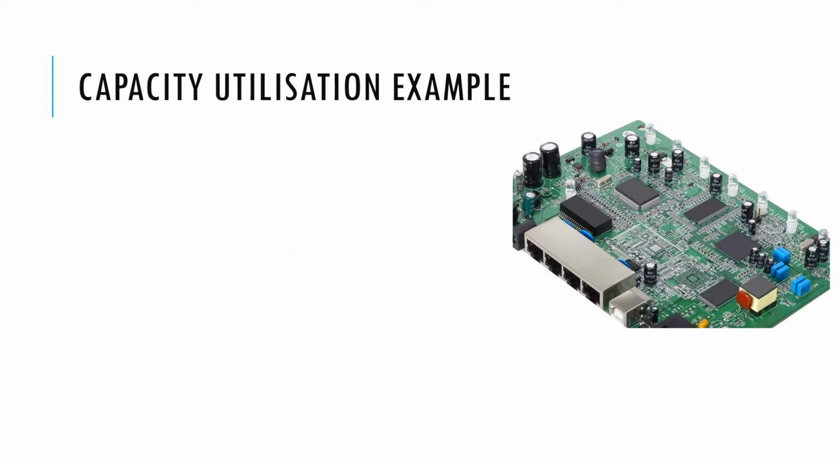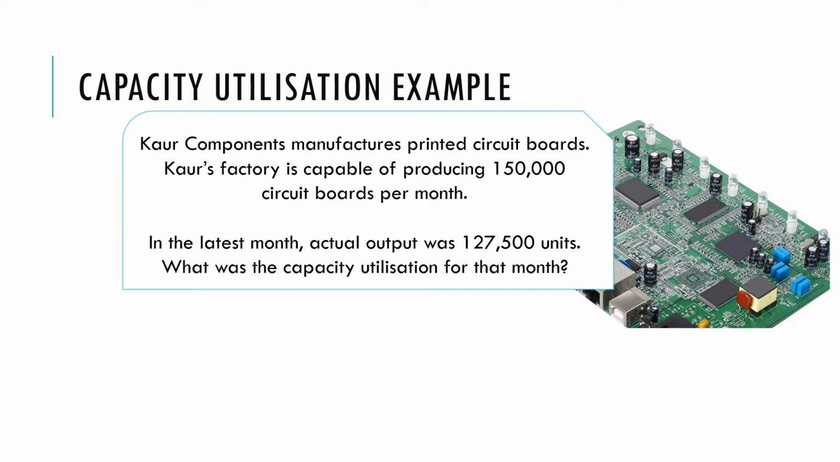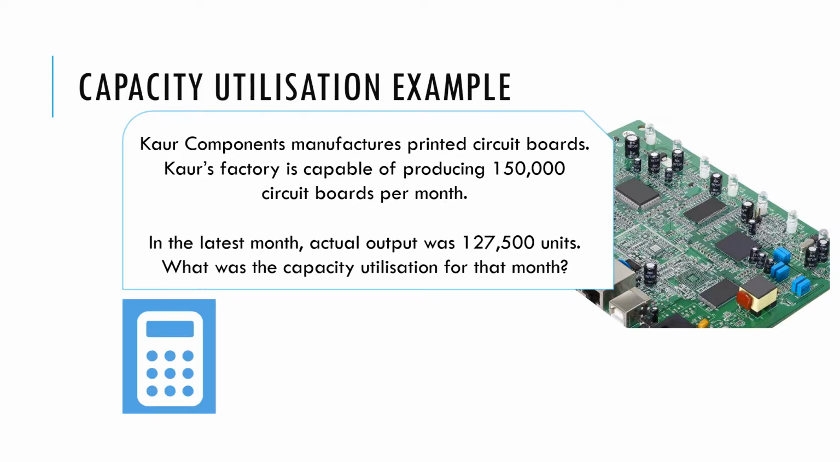Let's have a look at an example. This circuit board manufacturer is capable of producing 150,000 units a month. In the latest month, the actual output was 127,500 units. So, what was the capacity utilisation for that month? How much of their capacity was being utilised? Grab your calculators, pause the video, have a go, and let's see if you get it right.